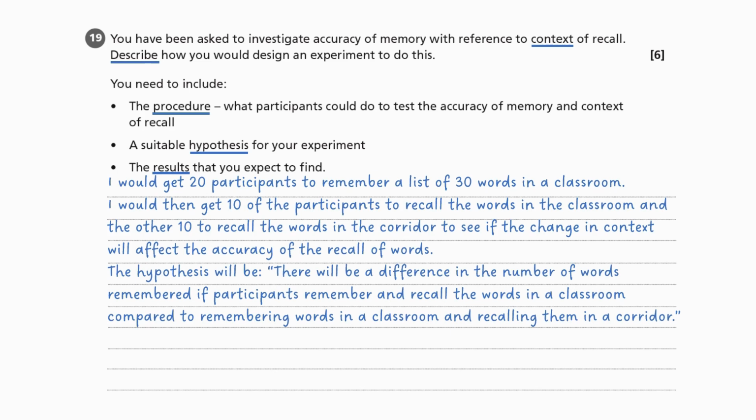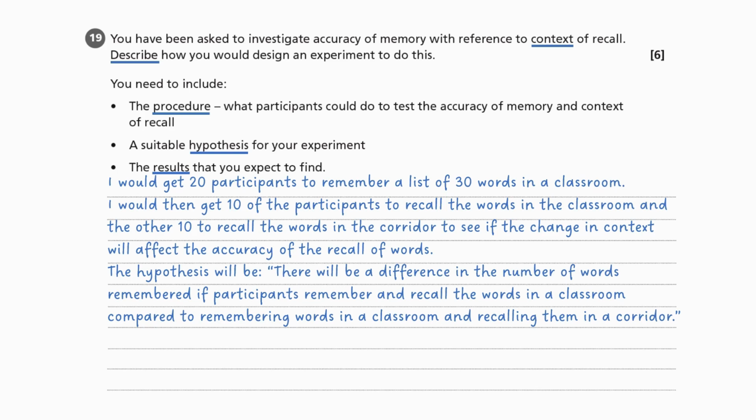The second is the hypothesis, and I've written here an alternative hypothesis. So the hypothesis will be there will be a difference in the number of words remembered if participants remember and recall words in a classroom compared to remembering words in a classroom and recalling them in a corridor.